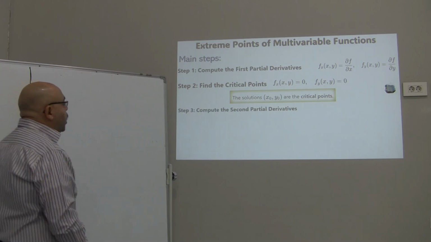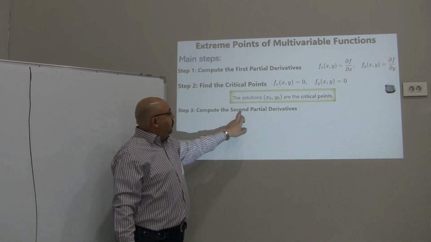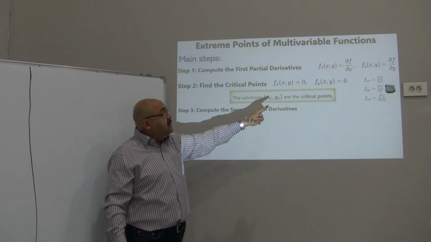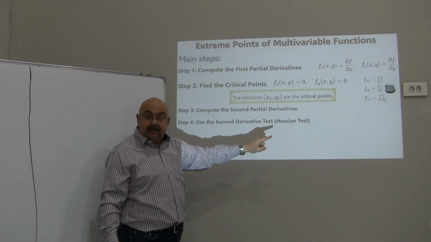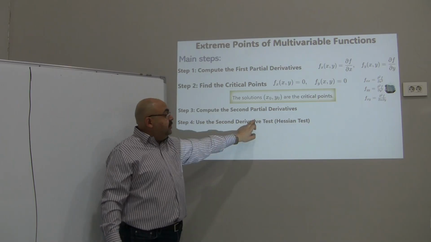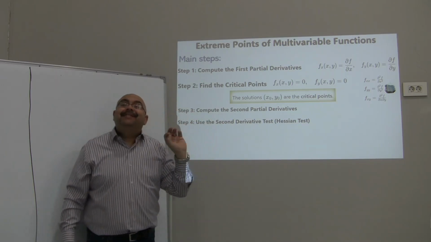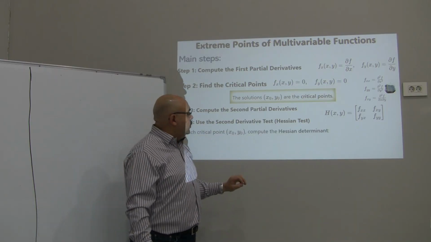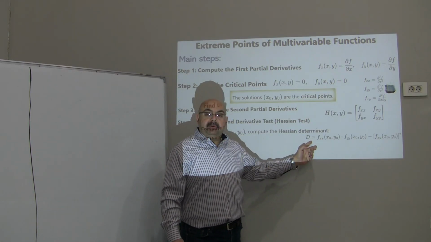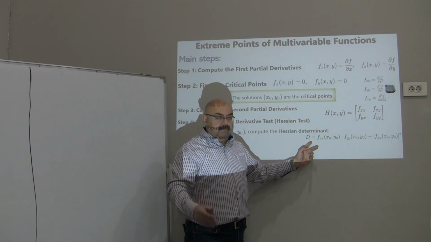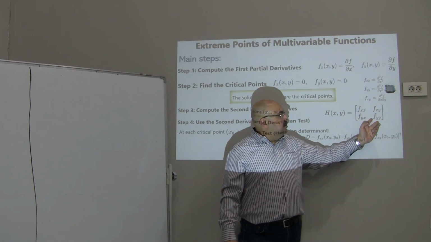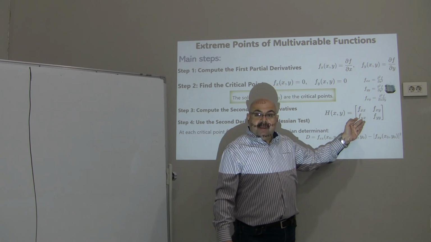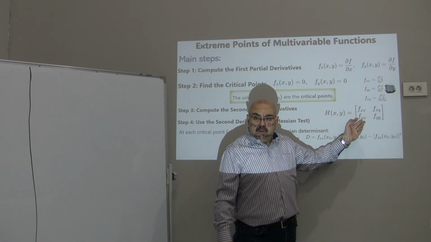Third step, I will get the second partial derivatives. From them, I will get the Hessian matrix. Do you remember the Hessian matrix? After getting the Hessian matrix, get the determinant of the Hessian matrix, which is simply multiplying the components of the principal diagonal minus the components of the secondary diagonal. Are you with me?